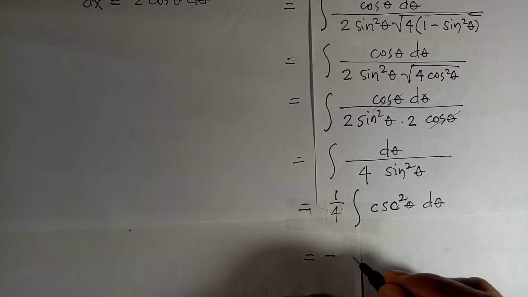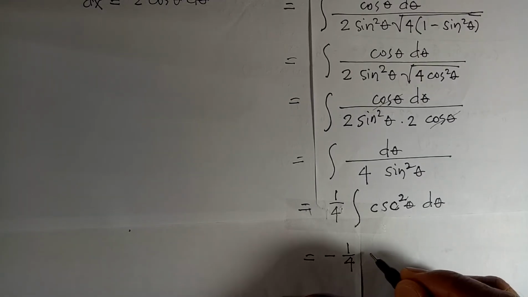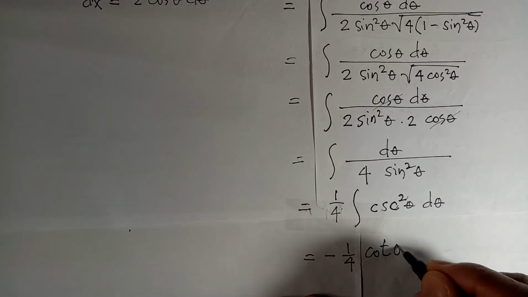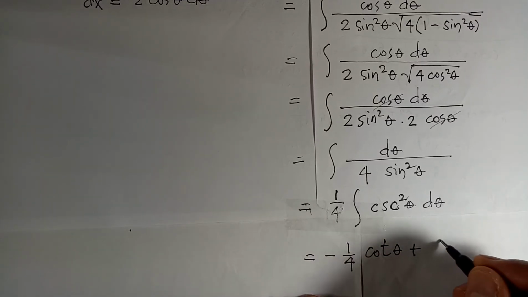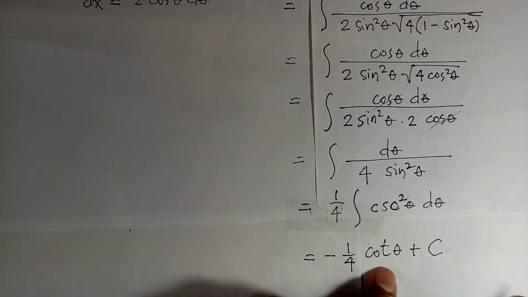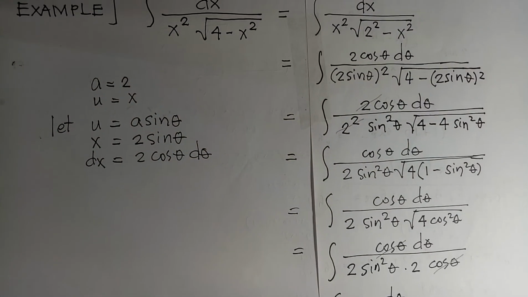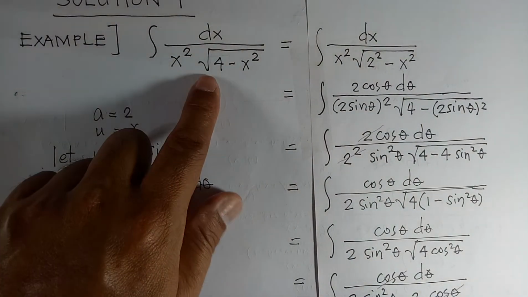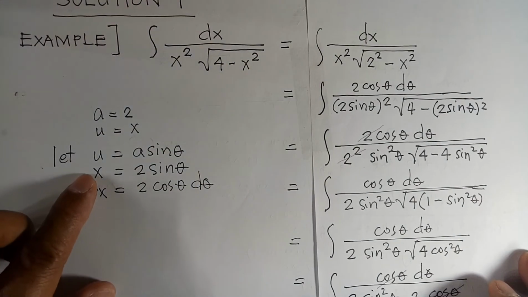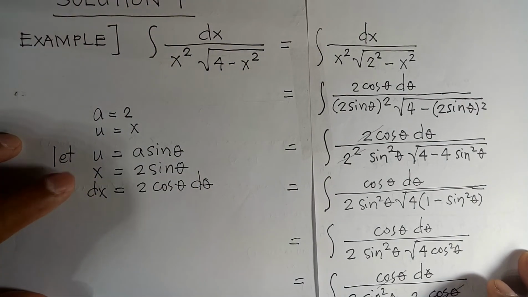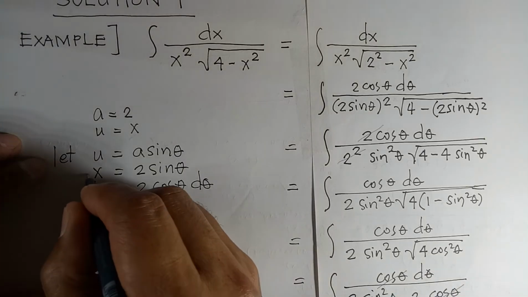Kaya magiging sagot natin, negative 1/4 cotangent of theta plus c. Okay. So, ngayon, yung ating final answer, hindi natin iniiwanan in terms of cotangent of theta, no? Or in terms of theta. So, ang gagawin natin, hahanapin natin yung equivalent ng cotangent of theta in terms of x, no? So, dahil ang given natin ay in terms of x. So, babalik tayo dito sa ating substitution. So, from x equals to sine theta.